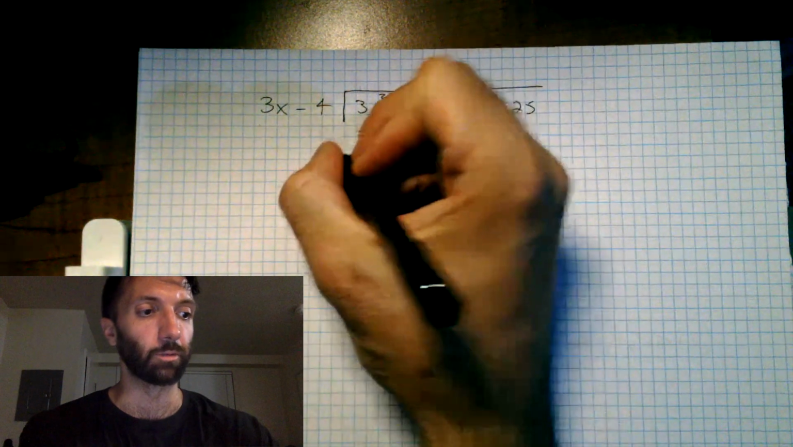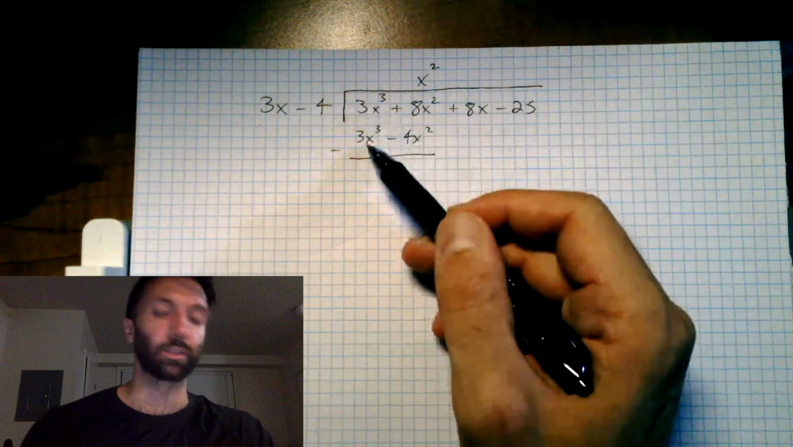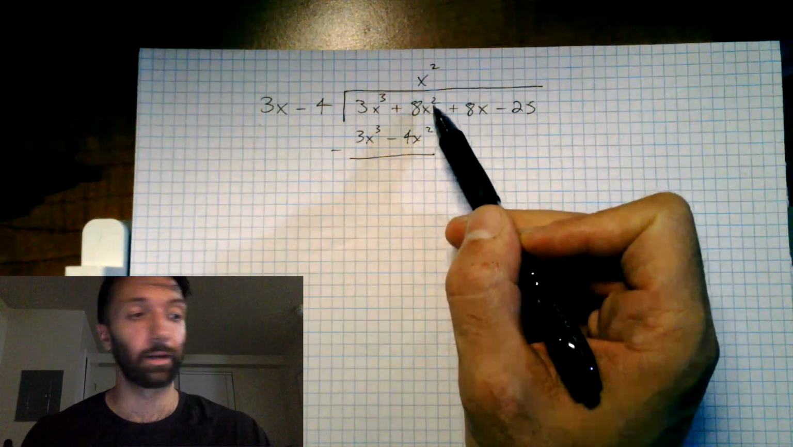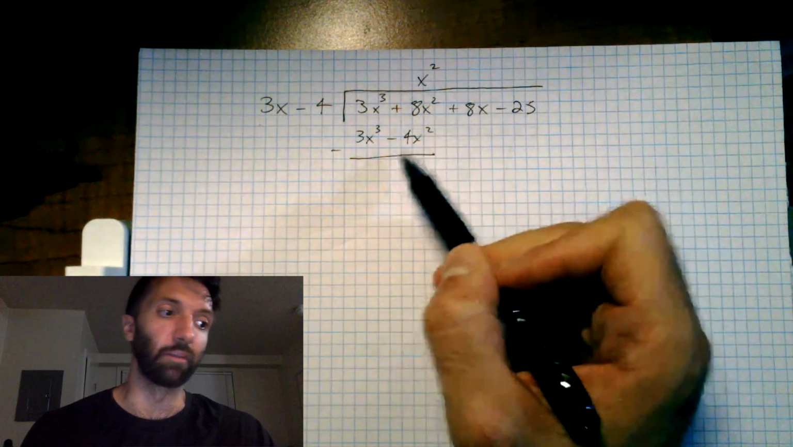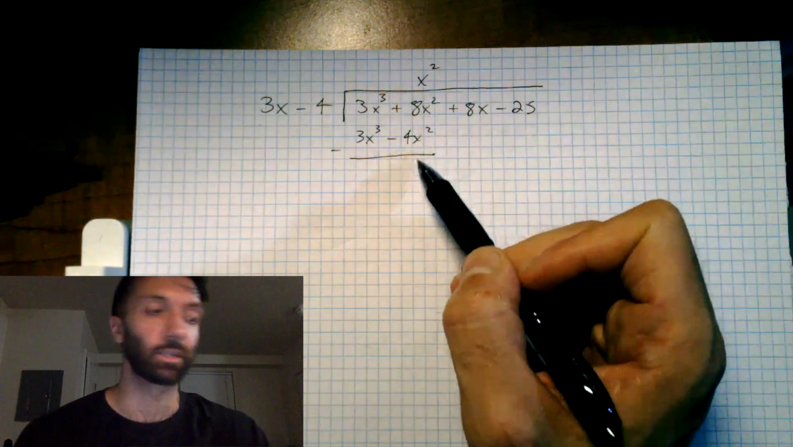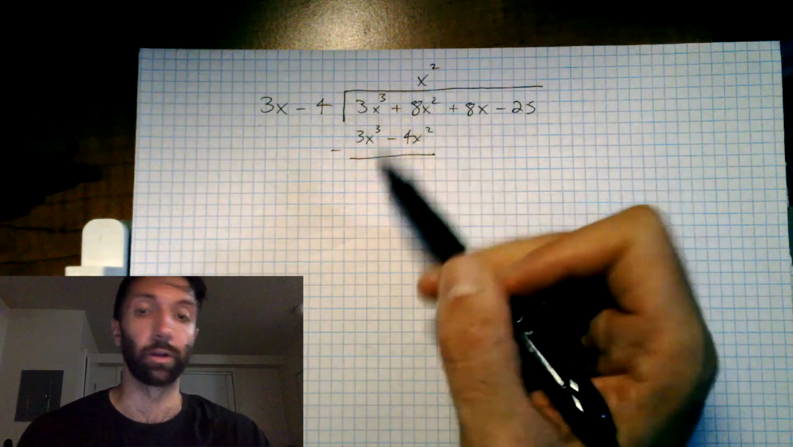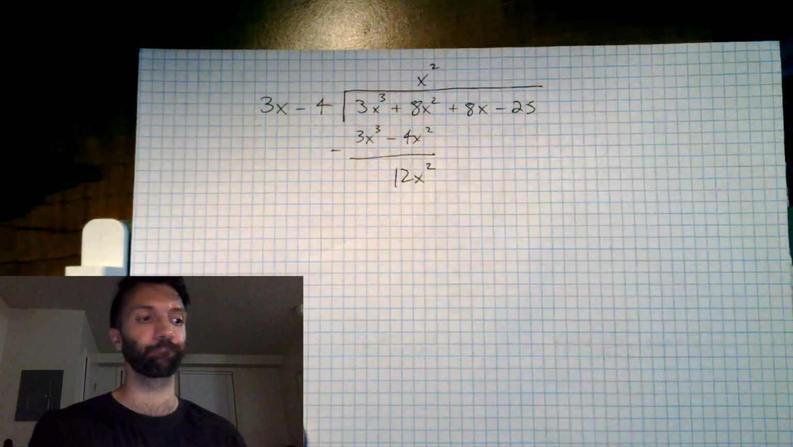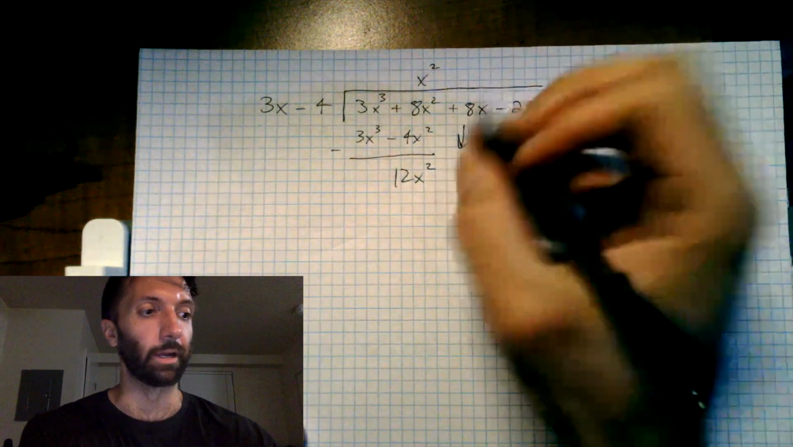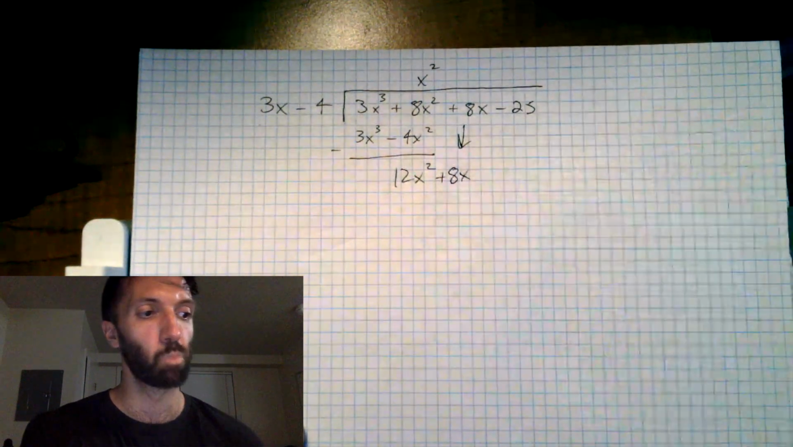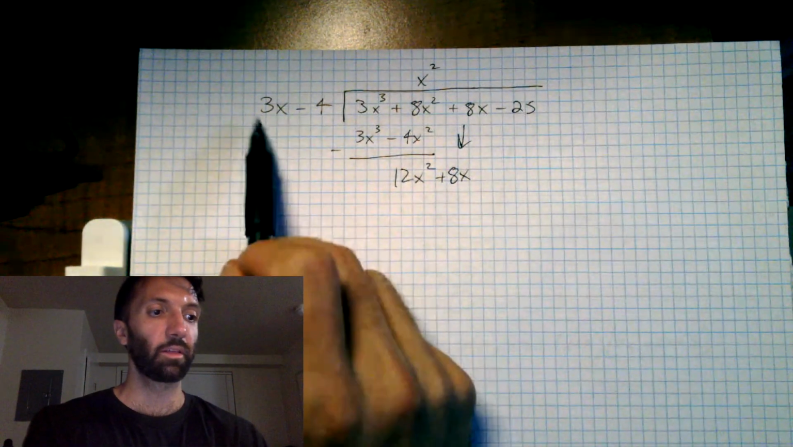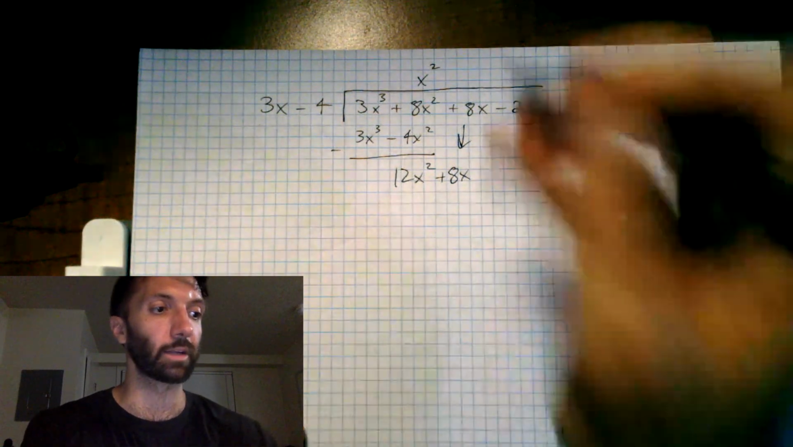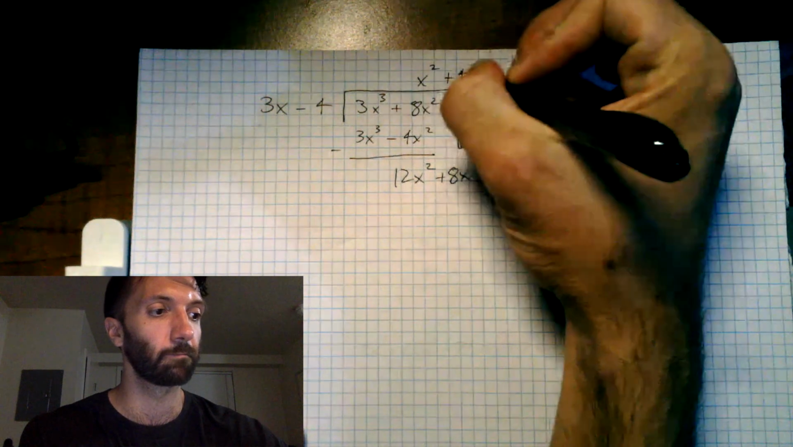All right, now we subtract. This minus this is 0. And then we have a positive 8x squared minus a negative 4x squared. So that's the same as saying positive 8x squared plus 4x squared, which is 12x squared. Bring down our 8x, positive 8x. 3x goes into 12x squared 4x times, positive 4x times.